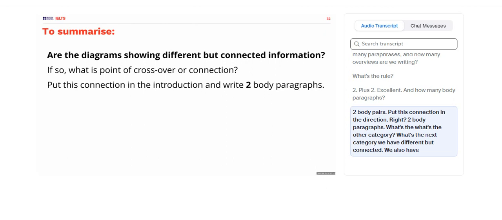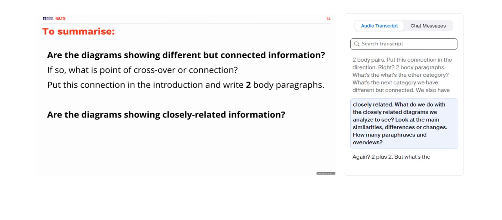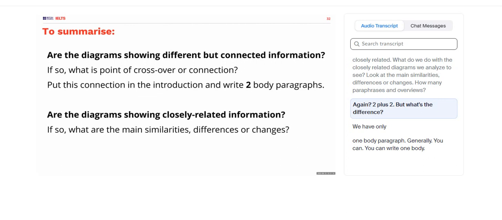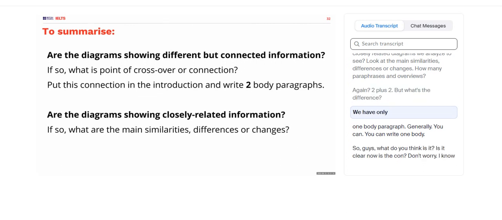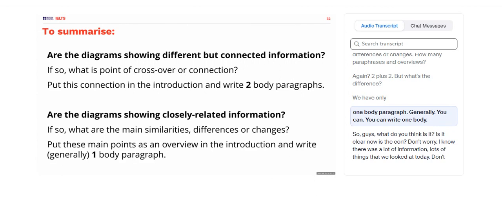What's the other category? What's the next category? We have different but connected. We also have closely related. What do we do with the closely related diagrams? We analyze to look at the main similarities, differences, or changes. How many paraphrases and overviews? Again, 2 plus 2, but what's the difference? We have only 1 body paragraph. Generally, you can write 1 body paragraph.